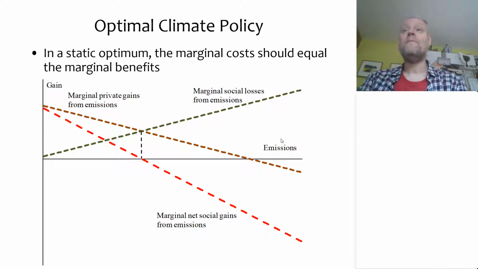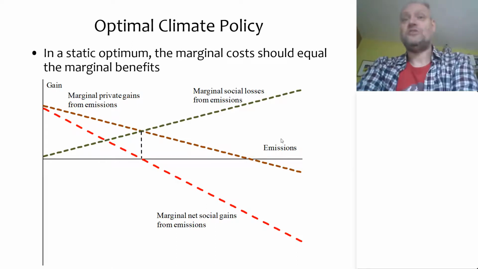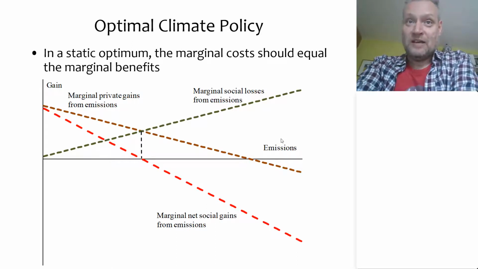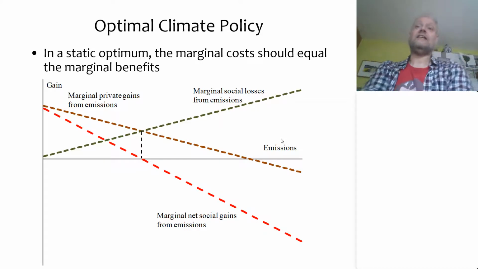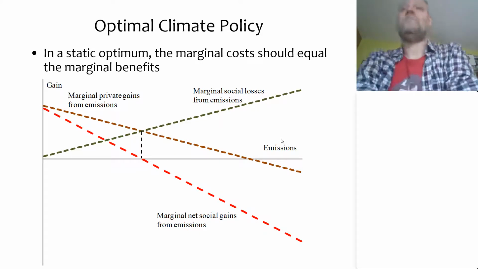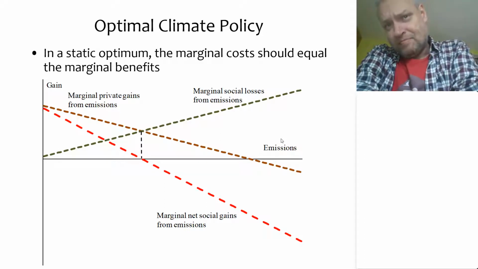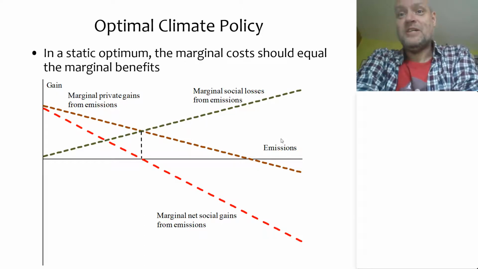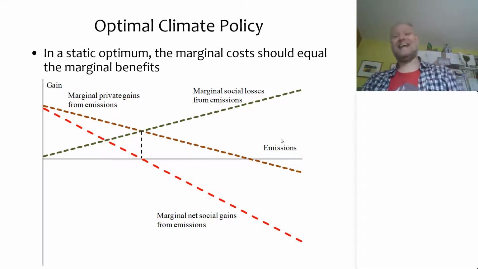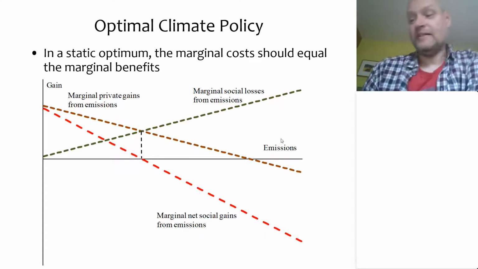The green curve measures the benefit of emission reduction, or the costs of unregulated emissions, and if there are no emissions it goes to zero, and if emissions are high, those externalities are higher. And then the optimum lies where the marginal costs equal the marginal benefits, and that's the black line you're looking at. A different way of saying marginal cost should equal marginal benefits is saying that the marginal net social gains should equal zero, and that is the red line that you're looking at.